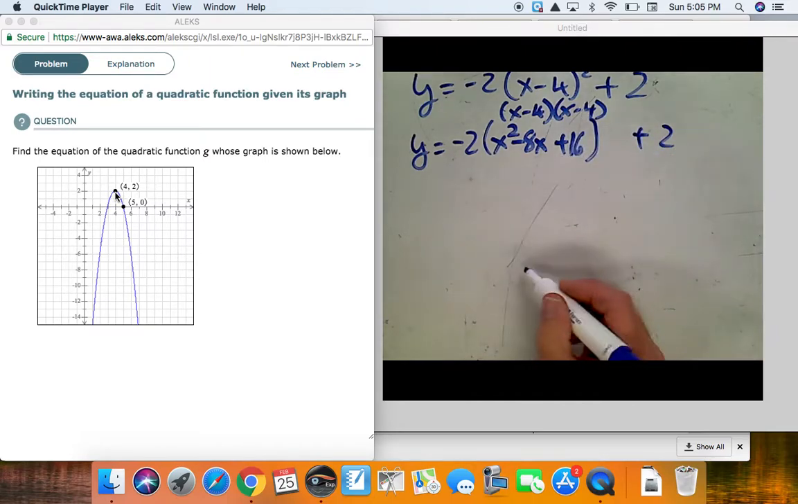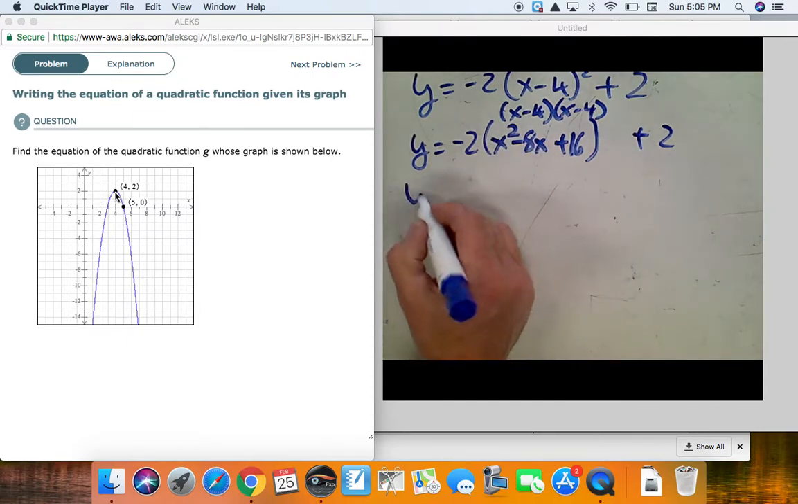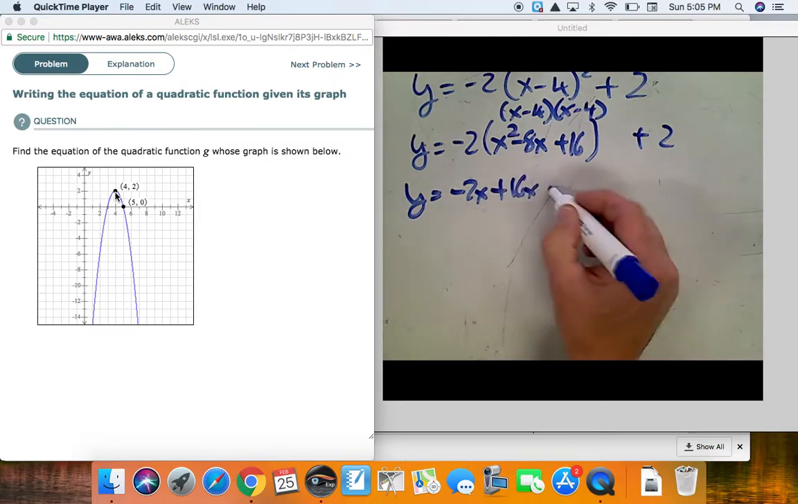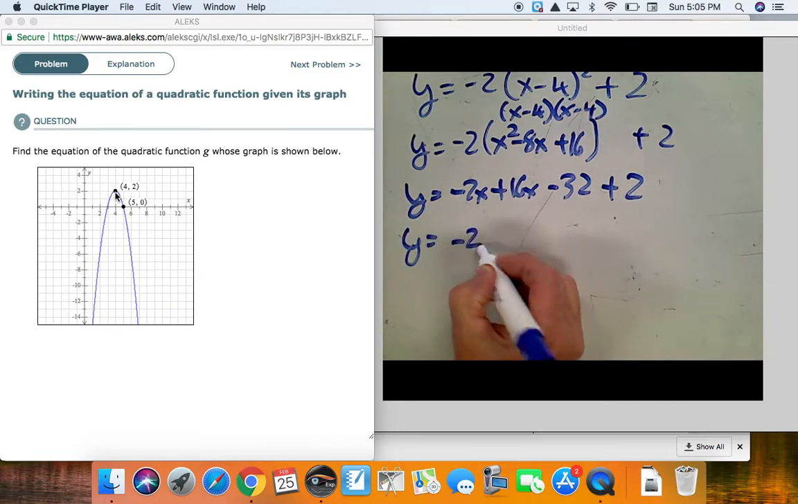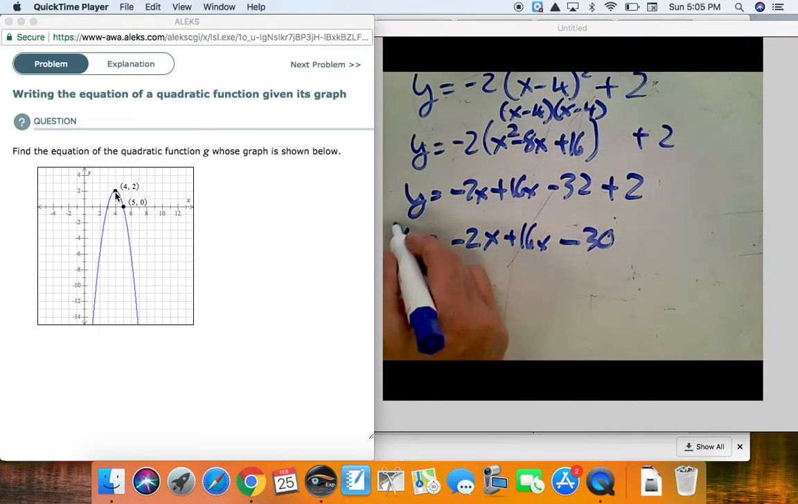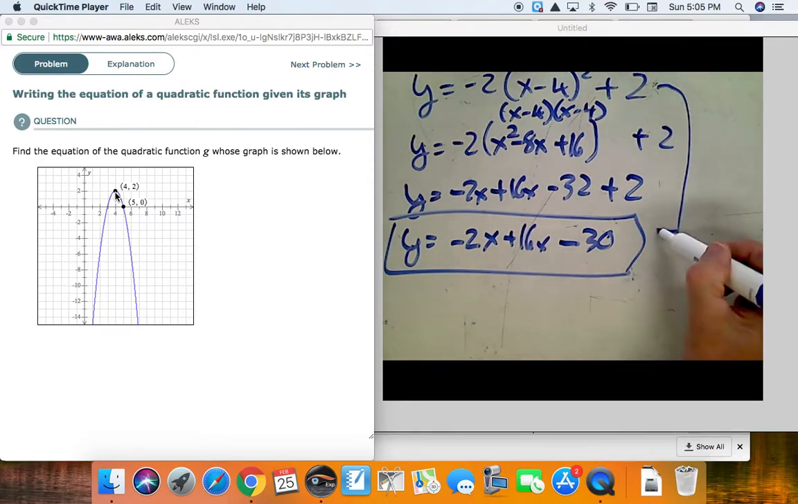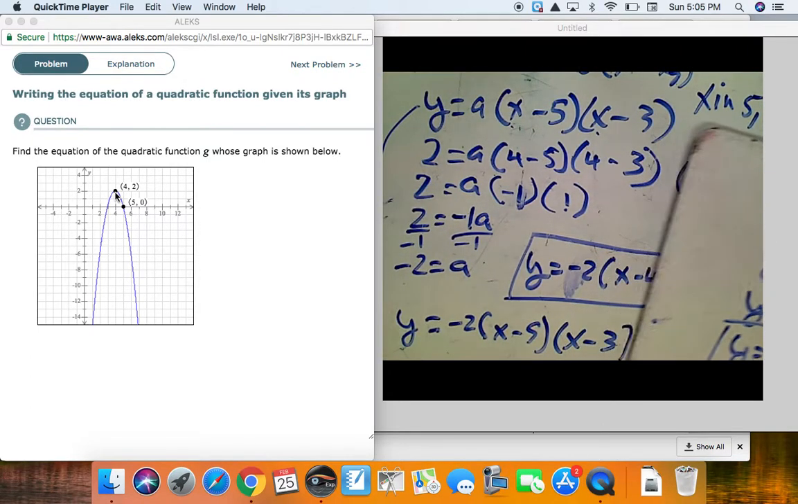If you need to take a minute, pause the video and look at that and make sure you believe me. Then I'm going to distribute that all in, and I'm going to get negative 2x squared plus 16x minus 32 plus 2, or y equals negative 2x squared plus 16x minus 30. Okay, so that's that. I just converted from vertex form to standard form. Now let's see if that holds true for the other one. So I'm going to go negative 2, x minus 5, x minus 3.